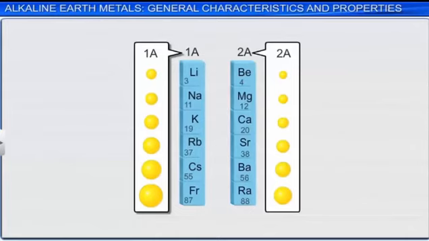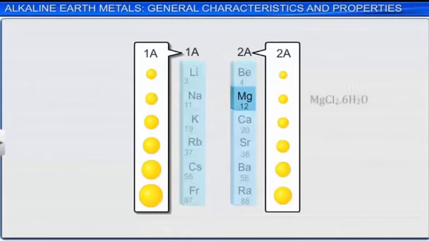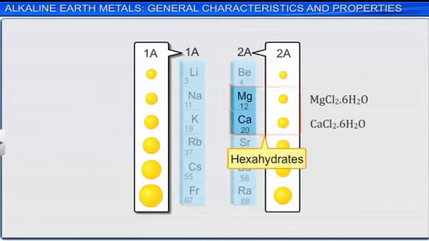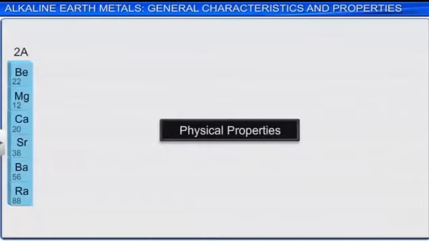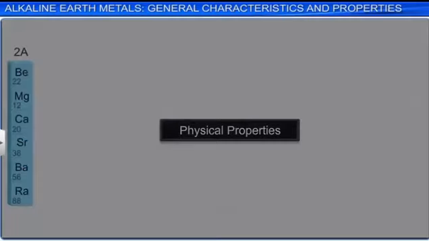Many salts of the group 2 metals are found as extensively hydrated salts. For example, magnesium chloride and calcium chloride both exist as hexahydrates. Neither potassium chloride nor sodium chloride is found as a hydrate. Now, let's discuss the physical properties of the group 2 metals.